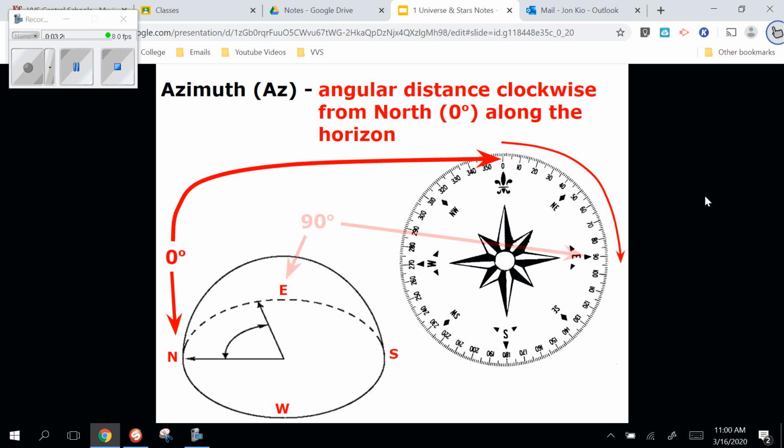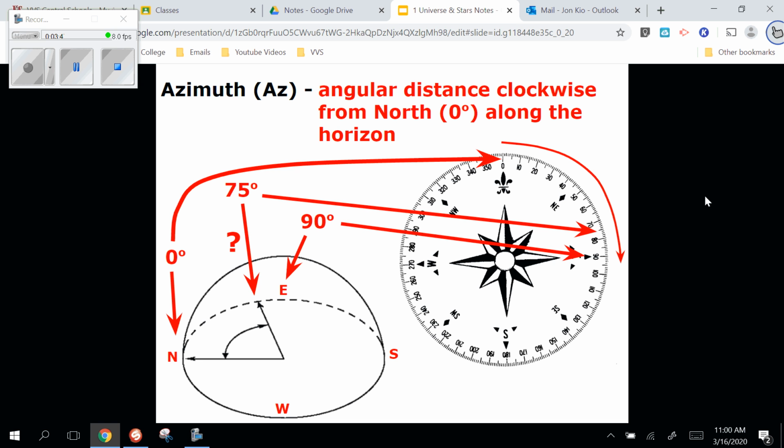And then we can see that the angle in this picture is not quite all the way to 90 degrees. It moves clockwise, but it's not all the way to east. So what is that? Well, it's going to fall somewhere around there. It's right around 75 degrees.